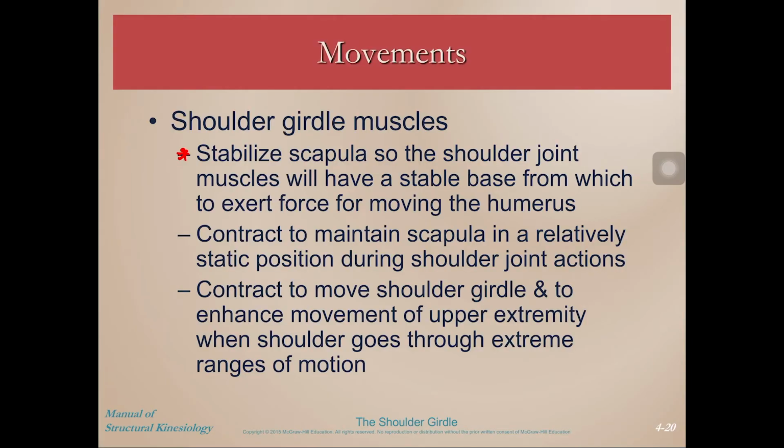So two different movements, but the scapula have to function slightly differently in each of them. In the bench press, they need to stay very, very stable through the whole range of motion and through every rep, whereas on push-ups, at the top, you can actually use serratus anterior to push yourself into protraction. So sometimes the muscles of the shoulder girdle contract to maintain the scapula in a static position during shoulder joint actions, and sometimes they need to move the shoulder girdle to enhance movement of the upper extremity in those extreme ranges of motion.